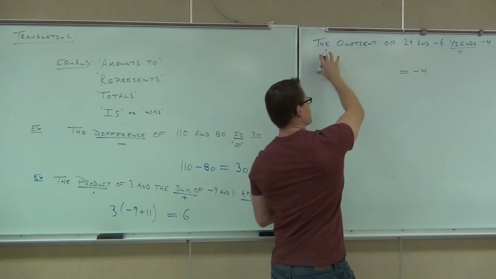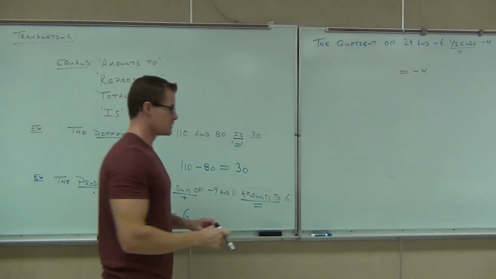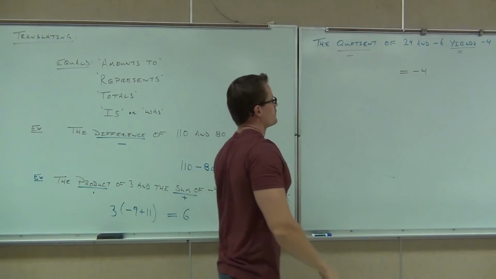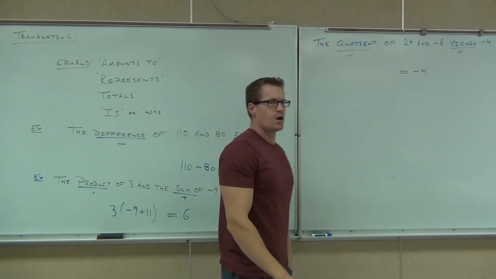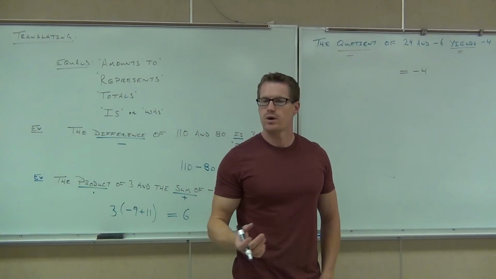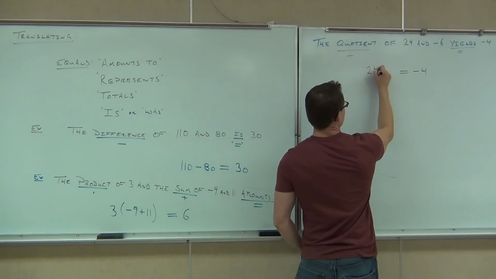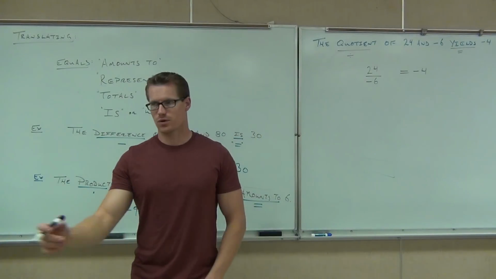On the left-hand side of our equation, we've got to underline some words. What words up there mean math? Quotient. What does that mean? Divide. Good, okay. The quotient of 24 and -6. We're going to write that as a fraction. What number's going to go on top? 24. Perfect. That's the way quotient works. First number goes on top, second number goes on the bottom. Is that a true statement? Yes. And we're okay. We're good to go.